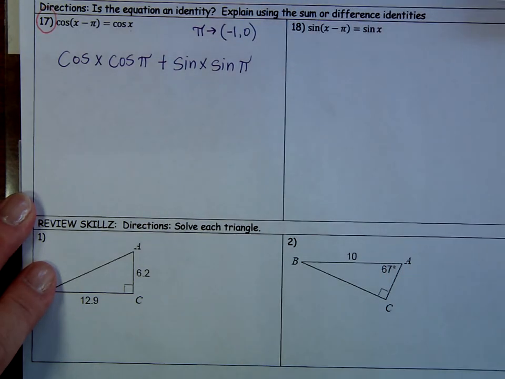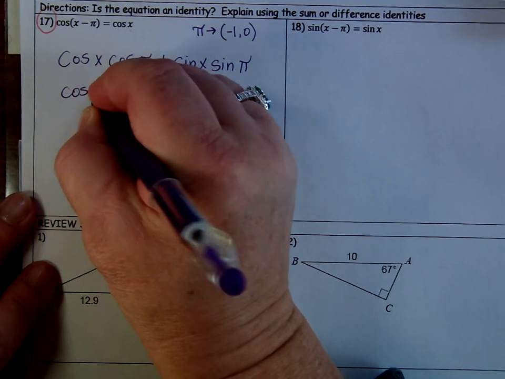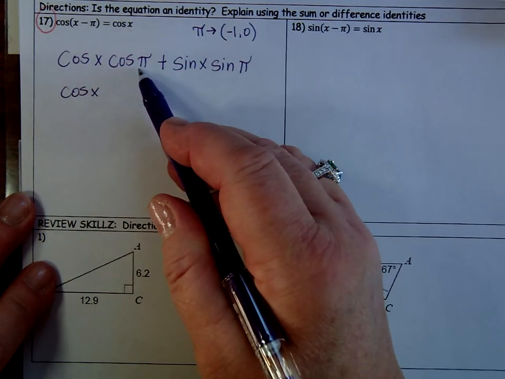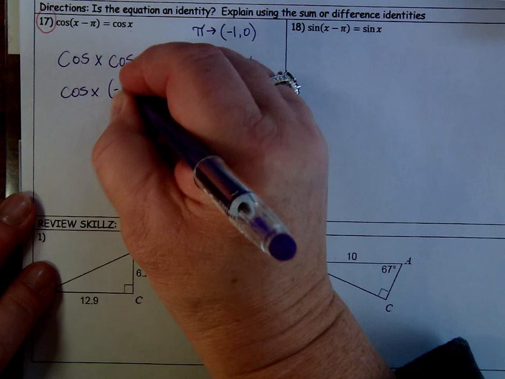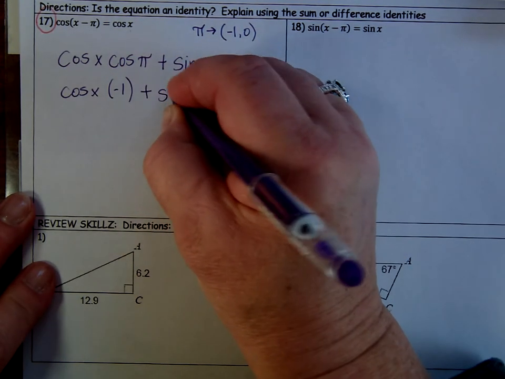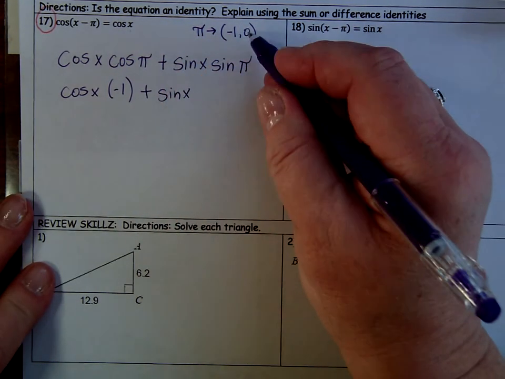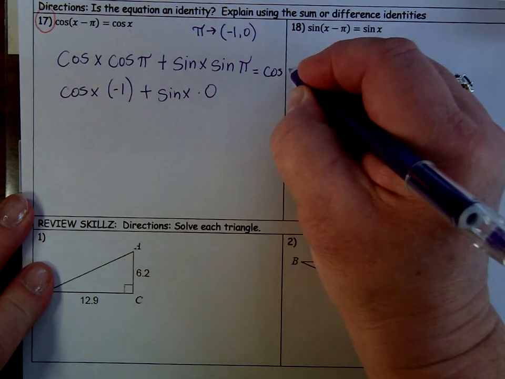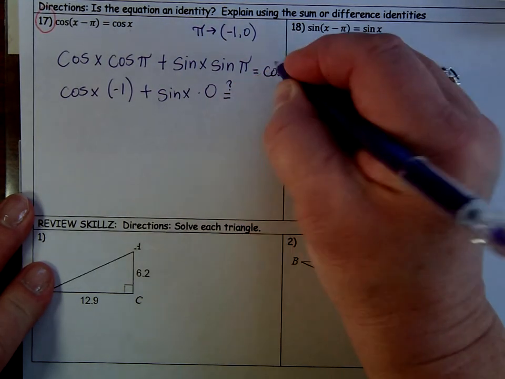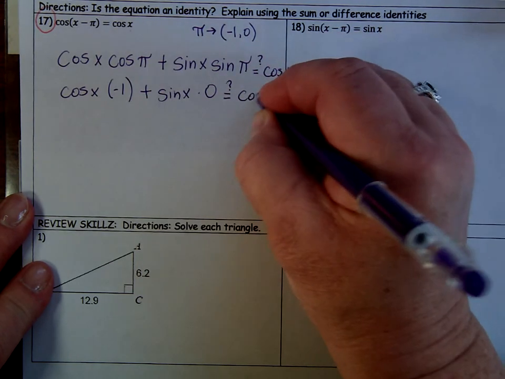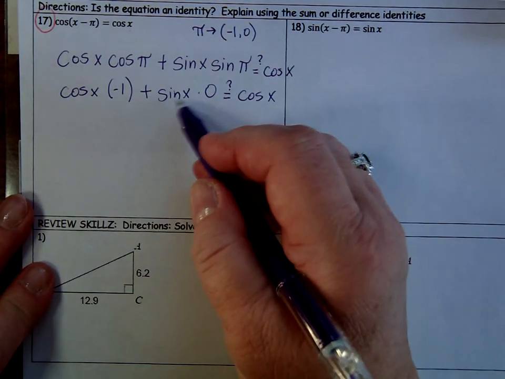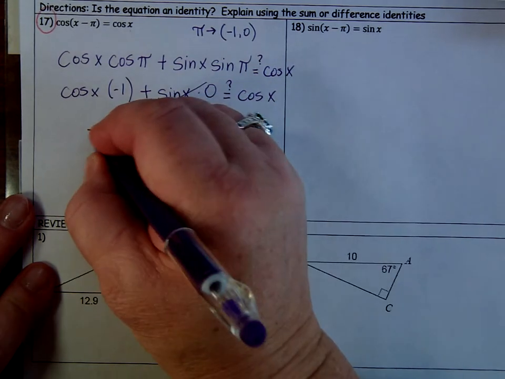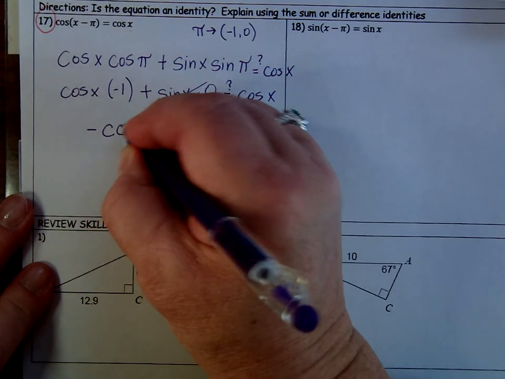So let's see what happens. I've got cosine of x, I can't say more about that. Cosine of pi is the x value, that's times a negative 1. Plus sine of x, I can't say much about that. Sine of pi is 0. So the question is, does it equal the cosine of x? Oh no, let's see. The sine times 0 cancels. So on the left-hand side, I get negative 1 times the cosine of x, which is negative cosine of x.